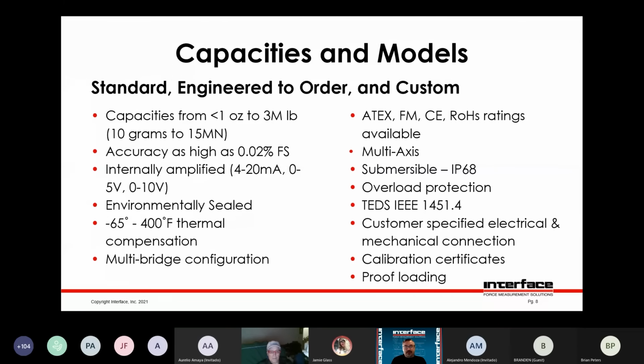The signals, as we discussed earlier, are millivolts per volt inherently, but we can provide amplification for 4 to 20 milliamps or 10 volts, whatever you may require. We also have digital output, so USB or Ethernet. We can accommodate all different kinds of signal levels.